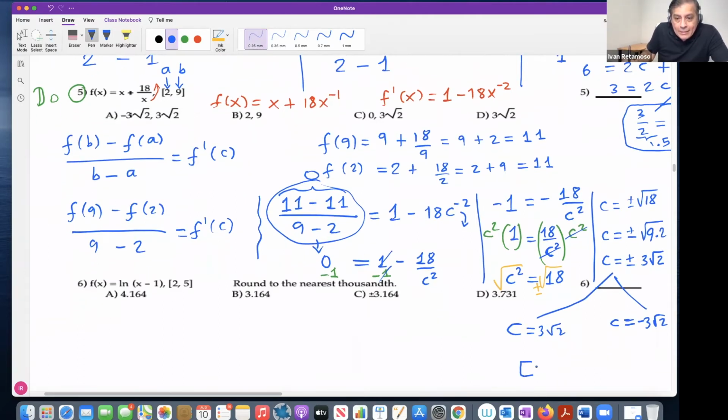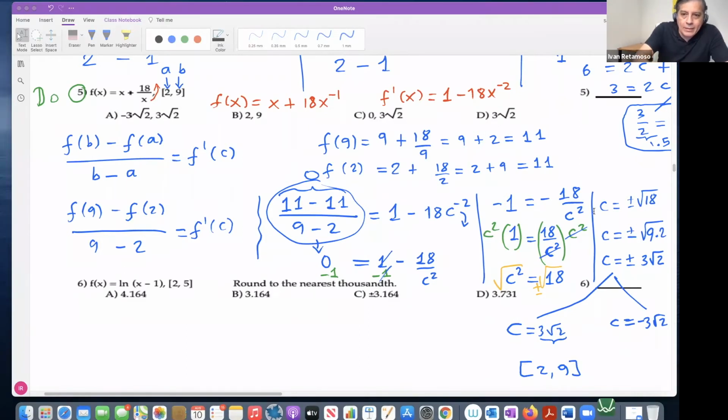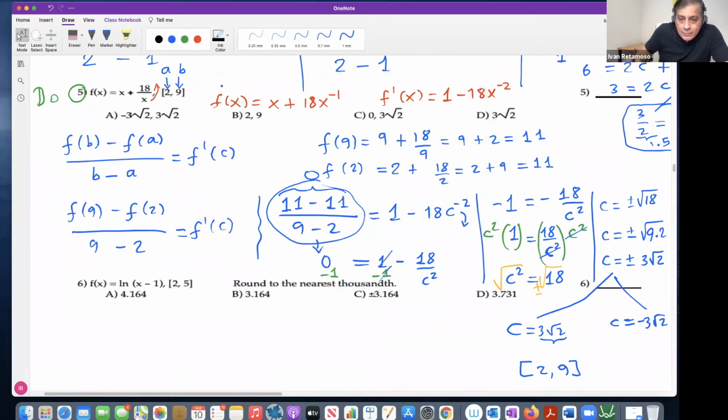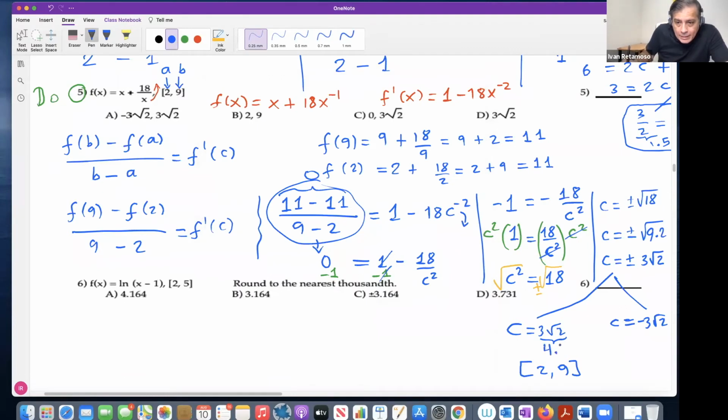Now, this guy is positive, right? And if we calculate its value in our calculator, 3 times square root of 2 is about 4 point something, you see? But let's calculate. 4.24, right? This 4.24 indeed is in there somewhere, right? In between. Not necessarily in the middle, but as long as it is in between these two values, 2 and 9, you are good. So this one checks.